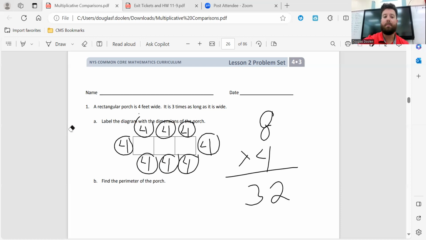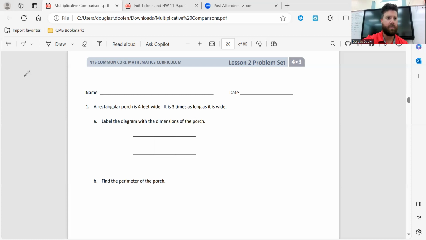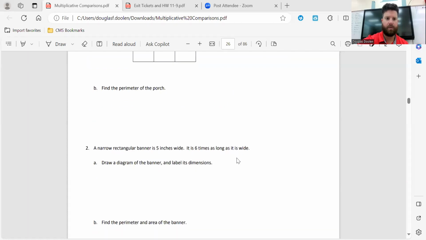Now, that's going to be the most basic way of doing this, but I want us to see how we use those formulas for the multiplicative comparisons. Okay? Let's delete that. And let's keep moving.